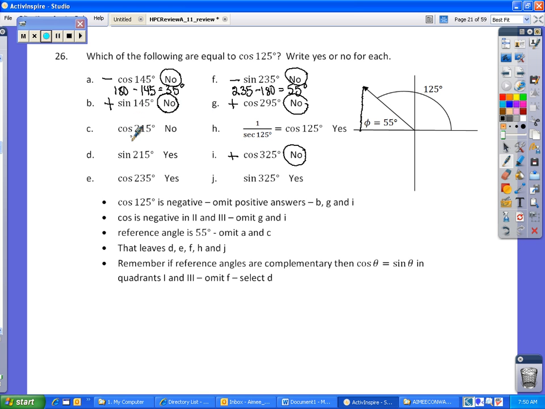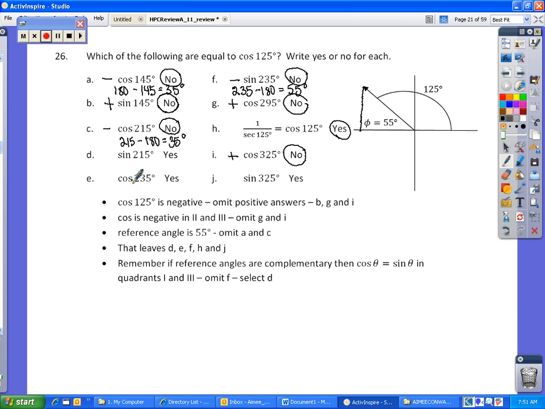We already ruled out B and G, so let's go on to the cosine of 215. 215 is in the third quadrant, which is negative. However, when I look at my reference angle, if I take 215 and I subtract my 180 to find the reference angle, I get 35 degrees. And again, we already talked about how the cosine of 35 is not equal to the cosine of 55. So this is no. 1 over the secant of 125 is basically like saying cosine of 125. So that is definitely a yes.